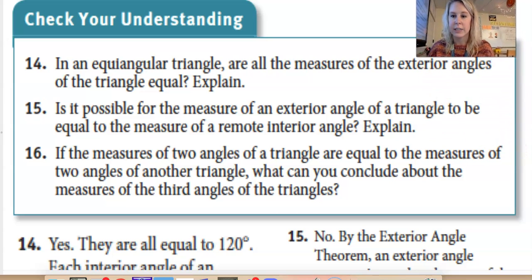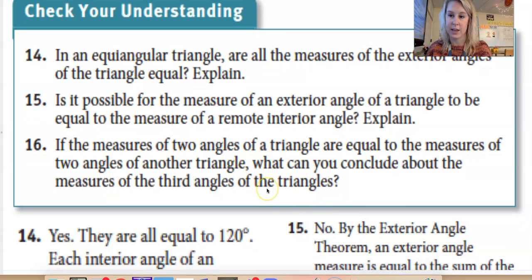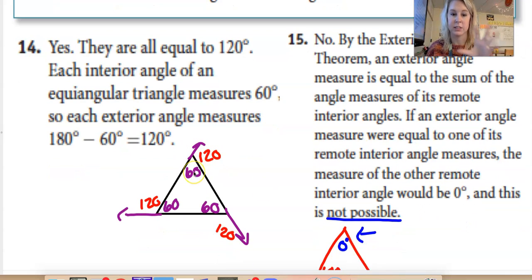Okay, on the check for your understanding, it says, in an equilateral triangle, equiangular triangle, are all the measures of the exterior angles equal? So if you remember, an equiangular triangle is a triangle where all of the angles are the same, okay? And if they all have to be the same, they end up being 60, because 180 divided by 3 is 60. So if you have a triangle that is equiangular, they're all 60 in the middle. So if you draw an exterior angle coming out from all of them, the exterior angle has to be 120 because exterior angle and interior angles make a linear pair. And so yes, they are all the same. They're all equal to 120.